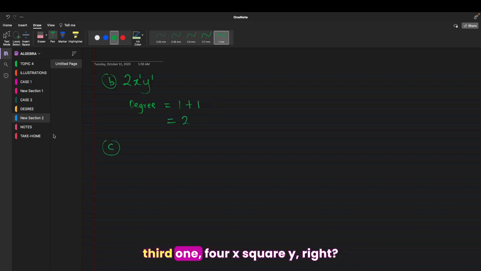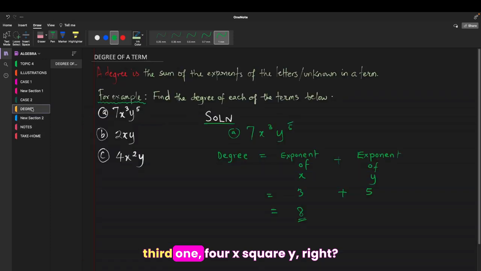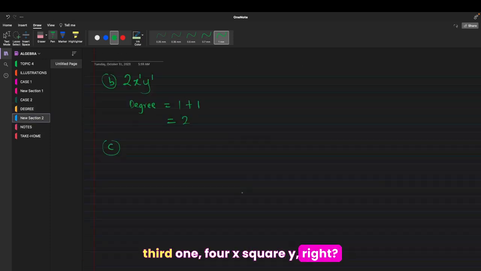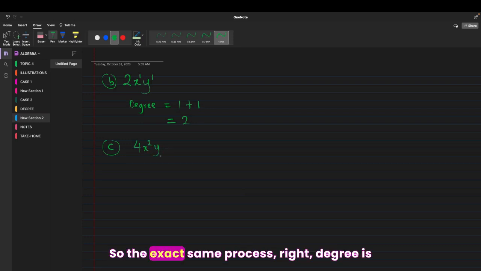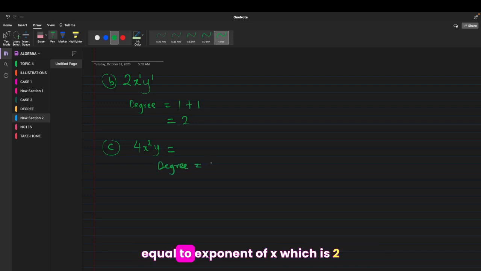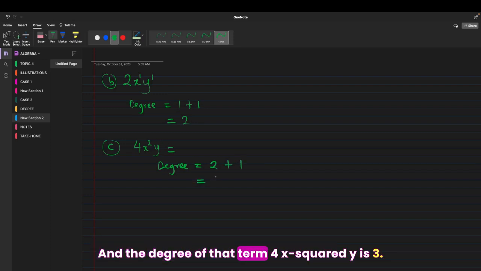And for the third one, 4x squared y, right? The third one is 4x squared y. So the exact same process, right? Degree is equal to exponent of x, which is 2, plus exponent of y, which is 1. And the degree of that term, 4x squared y, is 3.